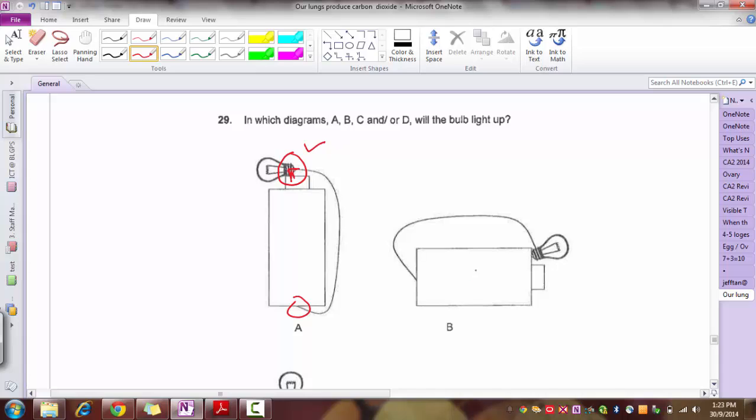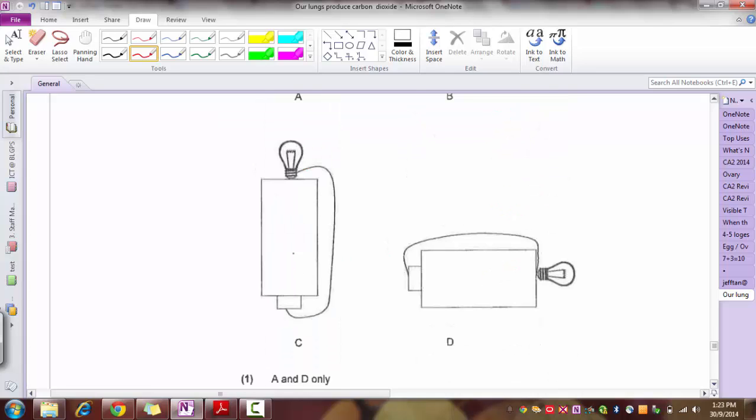How about B? Will B light up? It touches the tip, goes out the casing and back into the other end of the battery. So this will actually light up as well, because this part here is metal. So it's a conductor. C, yep, definitely. Tip, casing. D, no, because there's nothing at the casing. It's all connected at the tip. So D cannot. Alright, so it's A, B, and C.